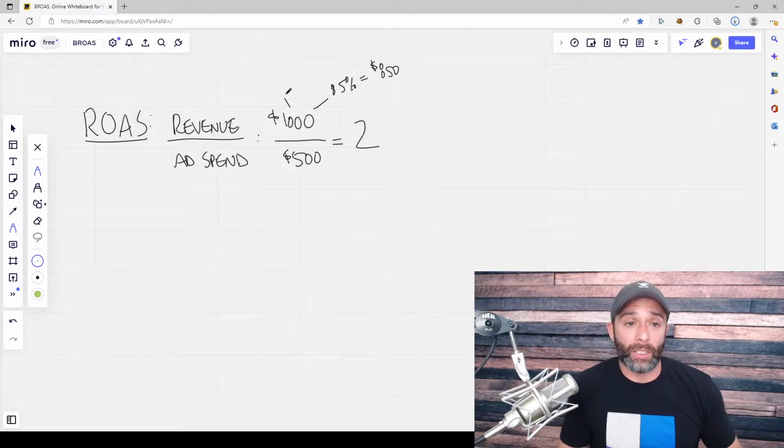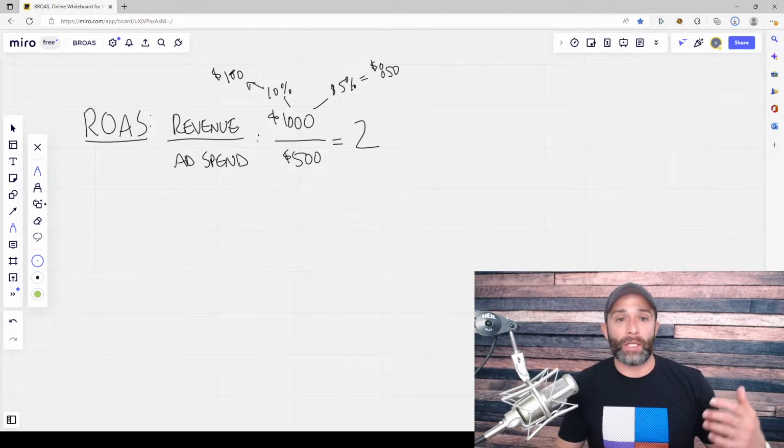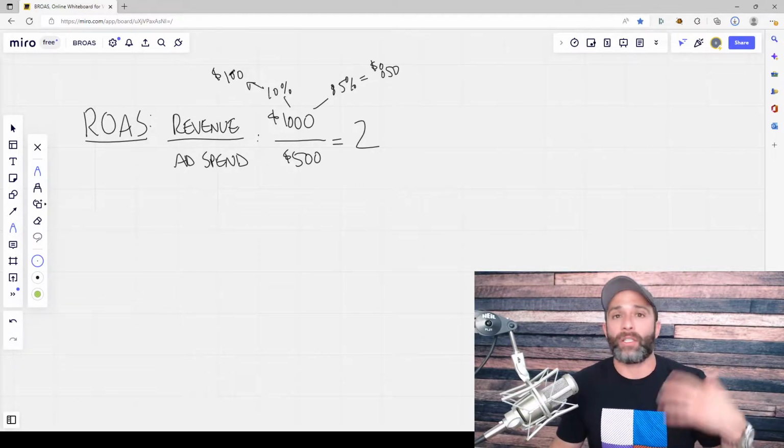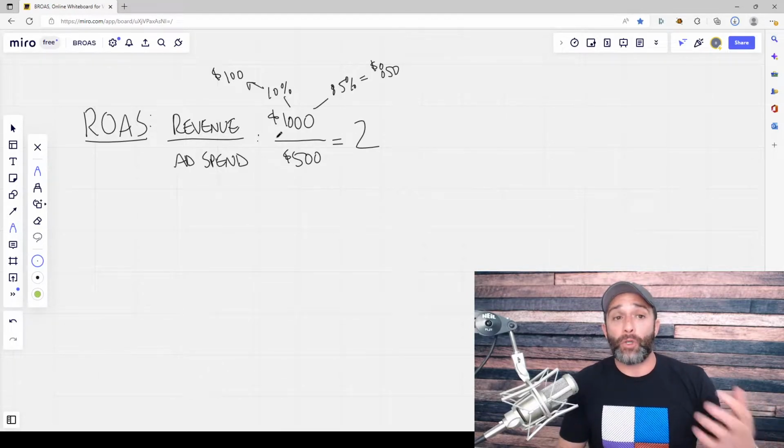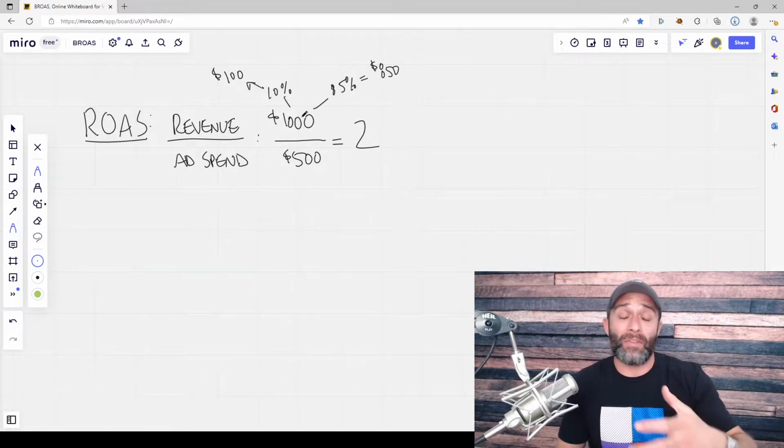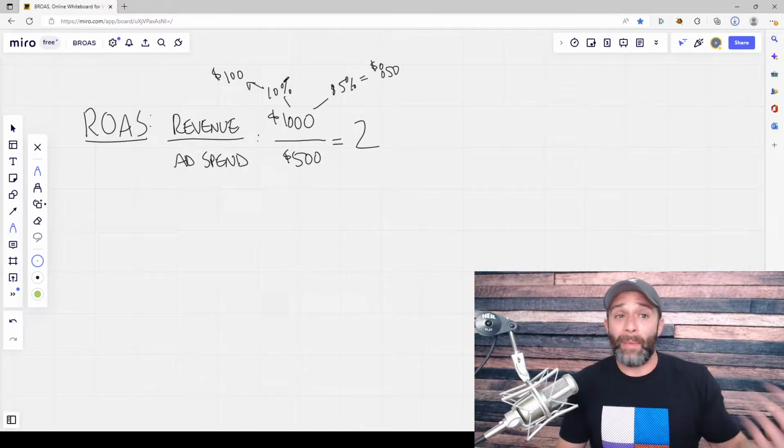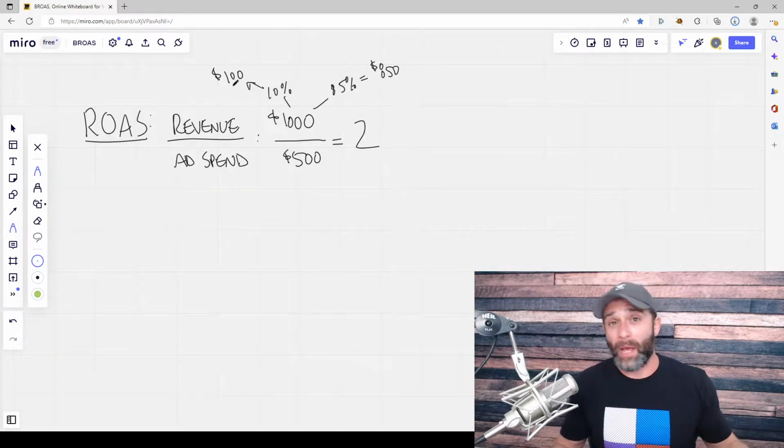A low margin, let's say you have a very low margin, 10% on the $1,000. Let's say you have a really expensive product and it costs a lot to fulfill, it's very heavy, costs a lot for shipping. So you made $100 in profit on $1,000 in sales. So you spent $500 to make $100 in profit. That's not a very good trade-off. I would say that's actually pretty bad, right?